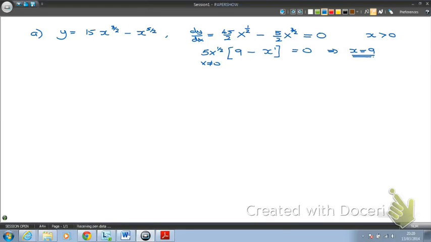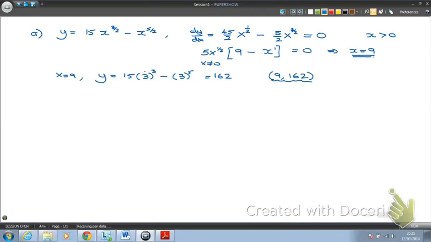Now when x is equal to 9, we need to find the y value, so y will be equal to 15x^(3/2), or 9^(3/2), is root 9 cubed, and root 9 is 3, so 3 cubed, and then minus root 9, which is 3, to the power 5, and that gives us 162. So we've got the coordinates of the maximum point, x is 9, y is 162.